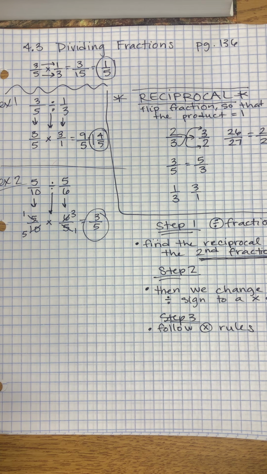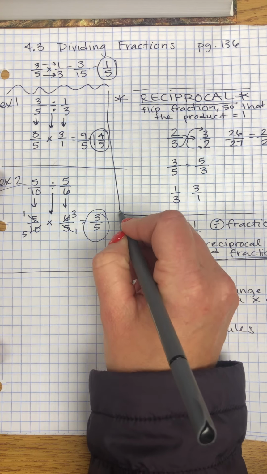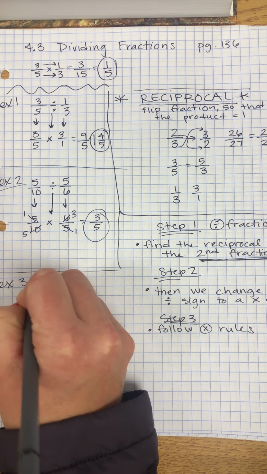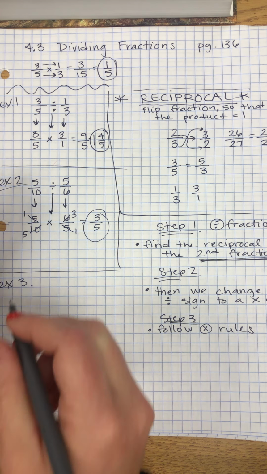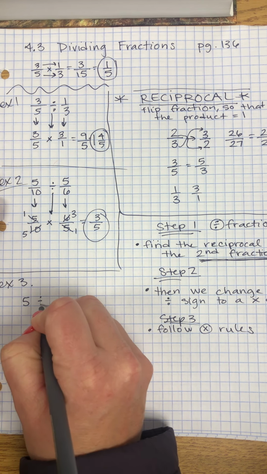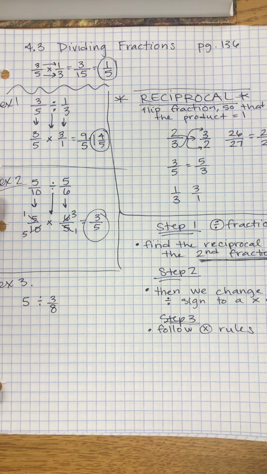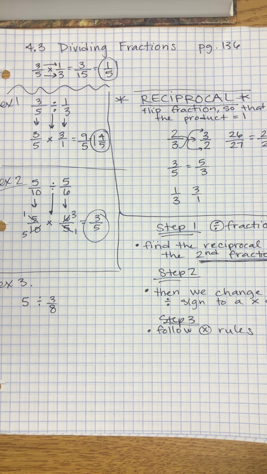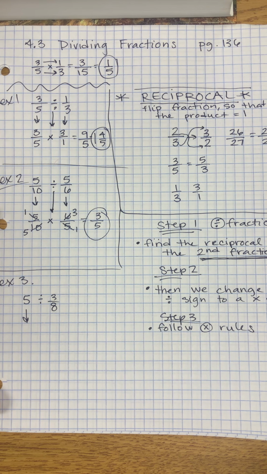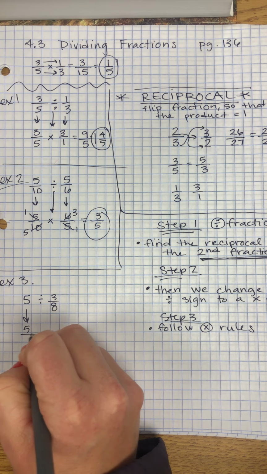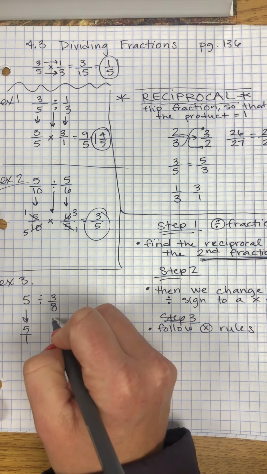You worked it out? All right, let's do one more in our notes, and then we're going to try a couple on whiteboards. Example 3. Let's do a whole number. 5 divided by 3/8. What are we going to do? They don't look like fractions. Charlotte, what do I do? Don't you just do 5 over 1? 5 over 1. What do I do with 3/8?